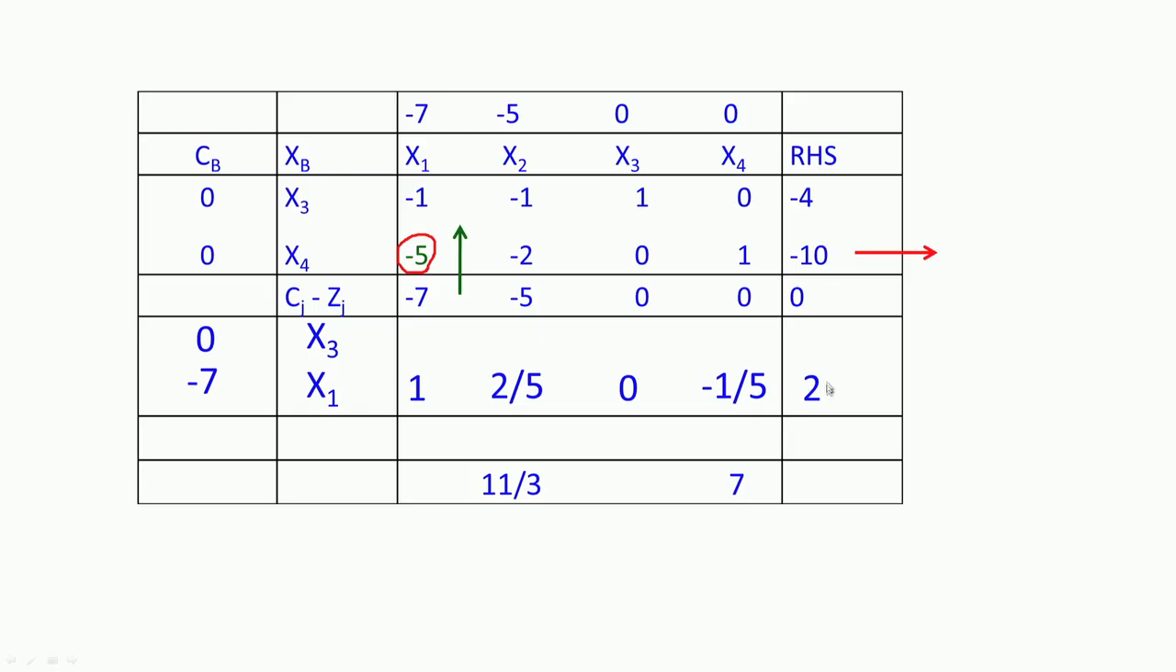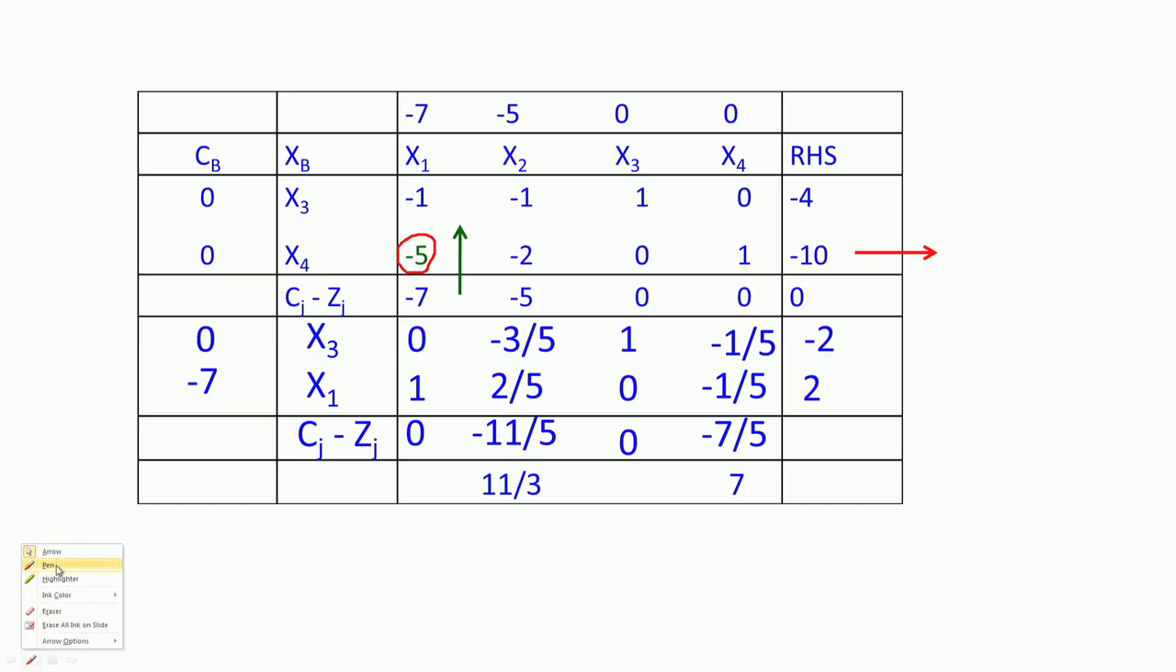Now you see that this has become feasible with a non-negative value. Again do the row operations, I need a 0 here, so minus 1 plus 1 is 0, minus 1 plus 2 by 5 is minus 3 by 5 and so on, and I get minus 4 plus 2 is equal to minus 2. Now I calculate the Cj minus Zj's, which are 0, minus 11 by 5, 0 and minus 7 by 5. Now once again I realize here that the Cj minus Zj's are okay, the dual is actually feasible, but the primal is infeasible.